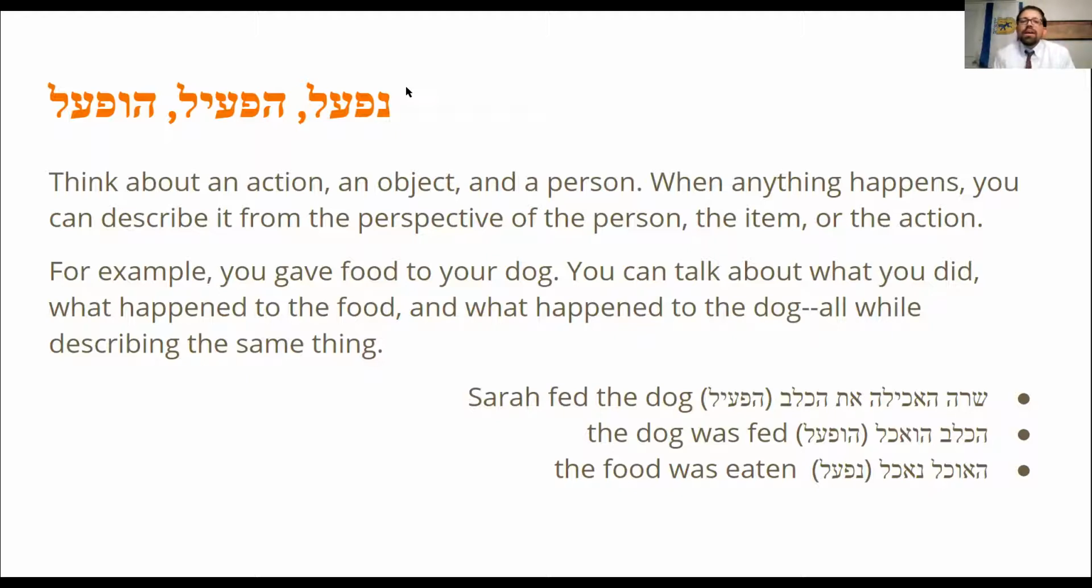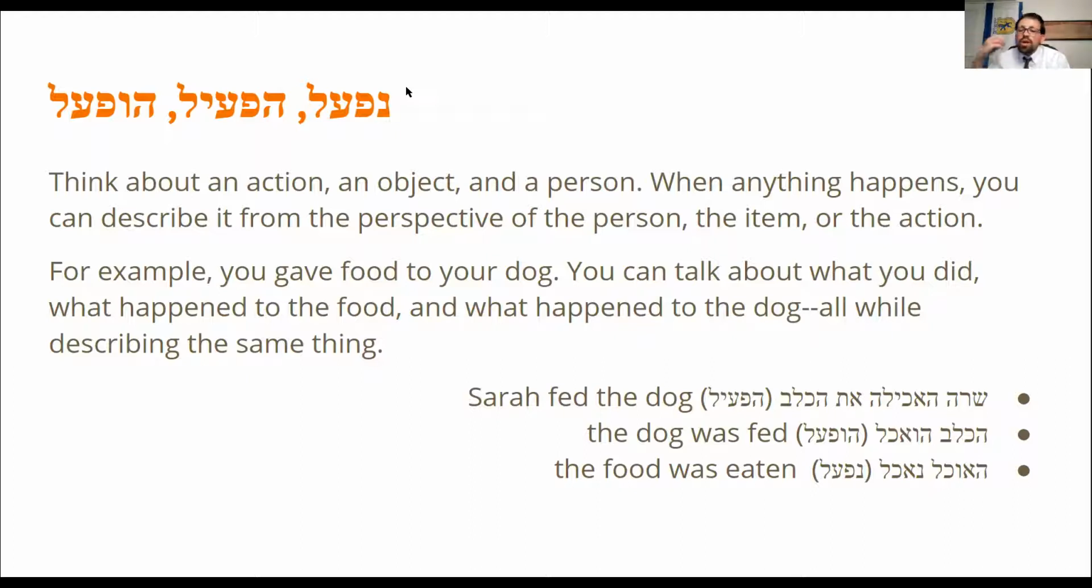Hifil. So hifil is when you're talking about what your action did to something else. Or what anyone's action did to something else, right? It could be Sarah, Moshe, Chaim, whoever it is. So Sarah he'echila et hakelev. That's one. Hifil, you're talking about what was done to the other thing, how you impacted the other thing. How did the action of the person impact the other thing? Sarah he'echila et hakelev. Sarah fed the dog. So you're talking about what was done to the dog.